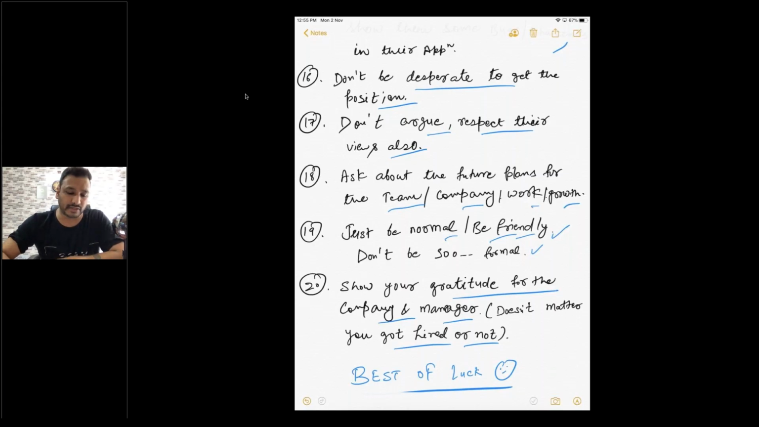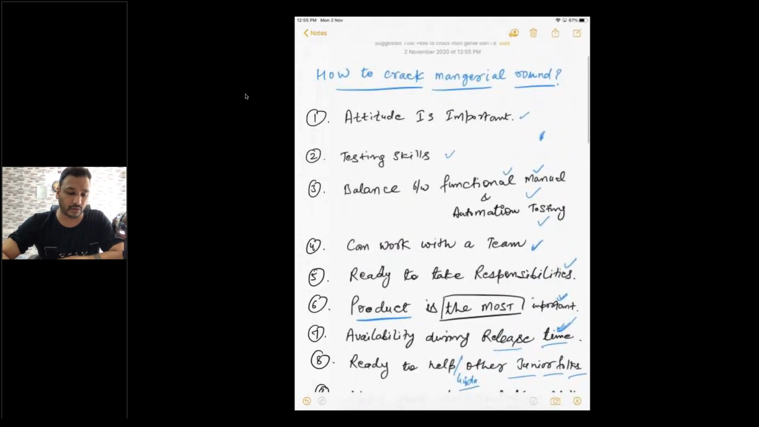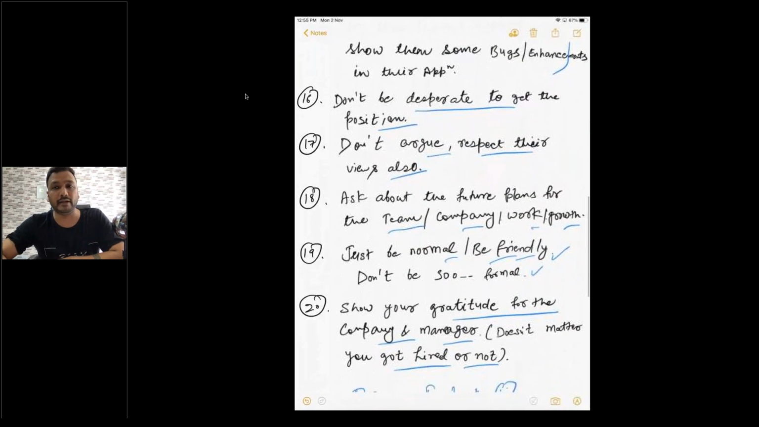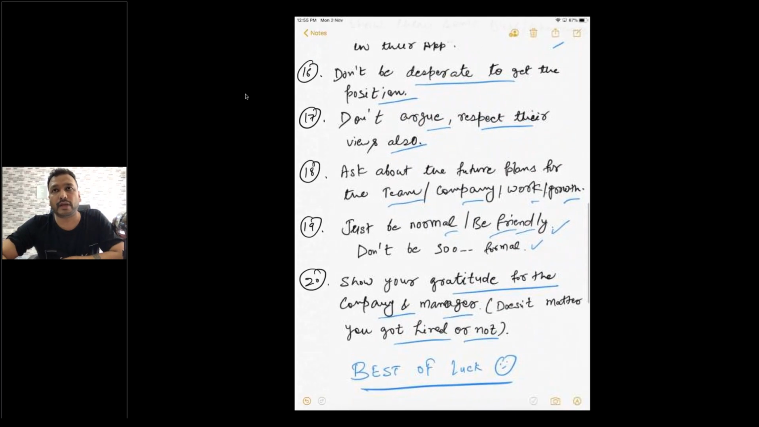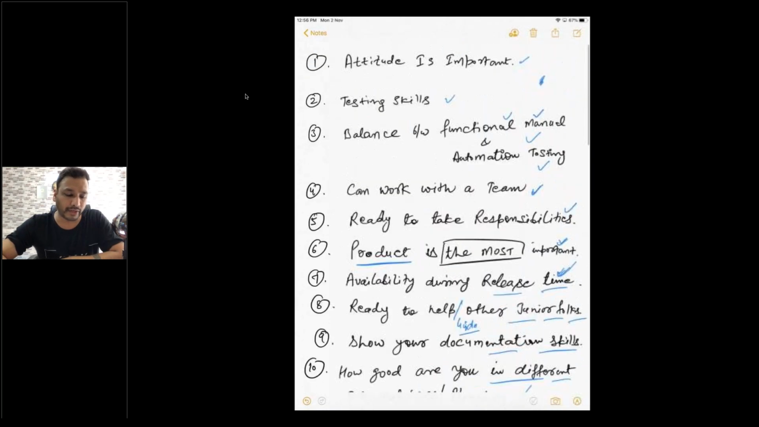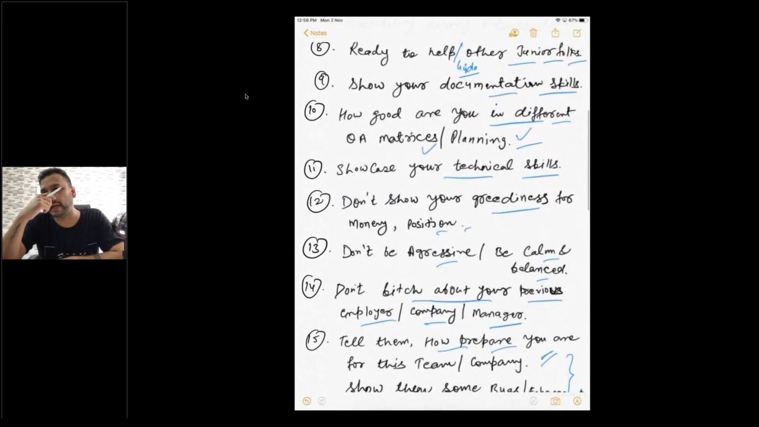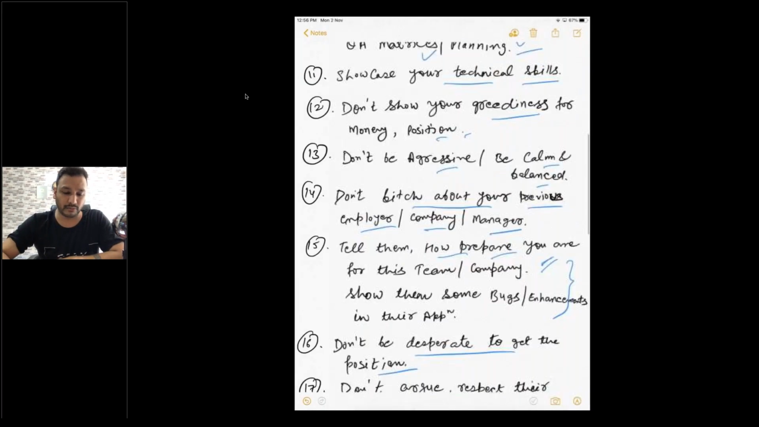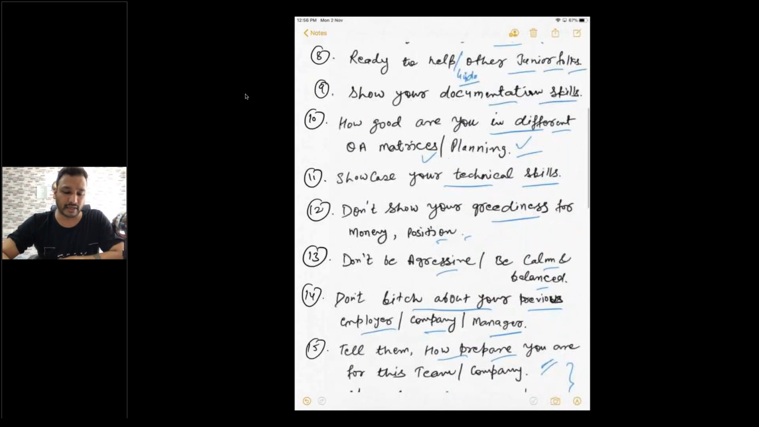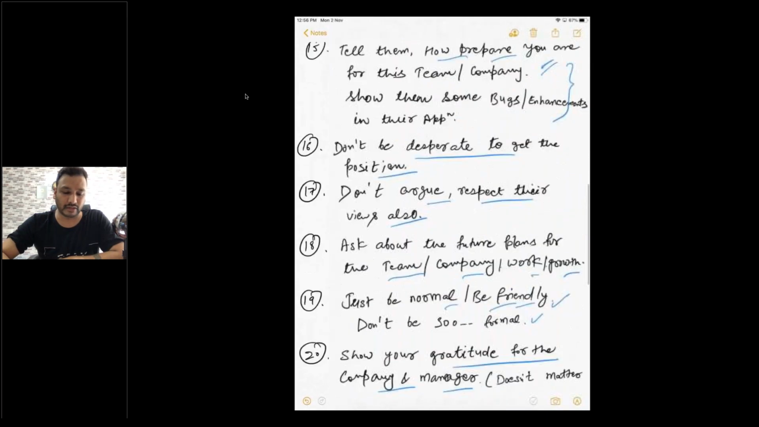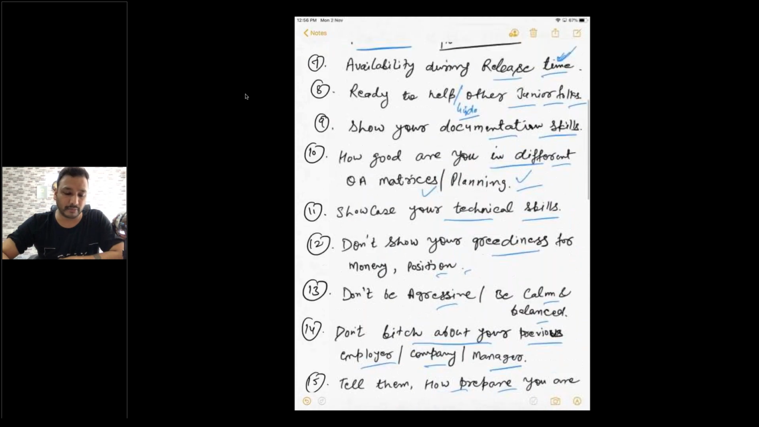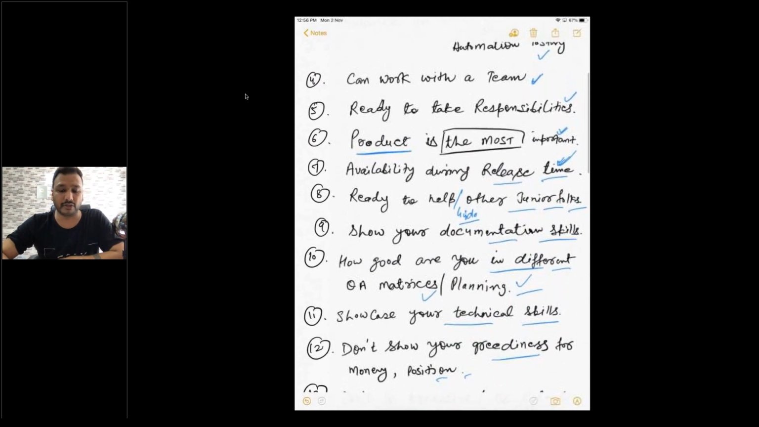So guys, these are the 20 points that I have collected, whatever came into my mind. Please prepare accordingly, and best of luck for the manager round. If you really want to add some extra points to these 20, please put them in the comment section, and I'll try to upload this documentation I wrote in my notebook. I'll see how I can share all these questions with you. Please prepare, and let me know if you have any issues.